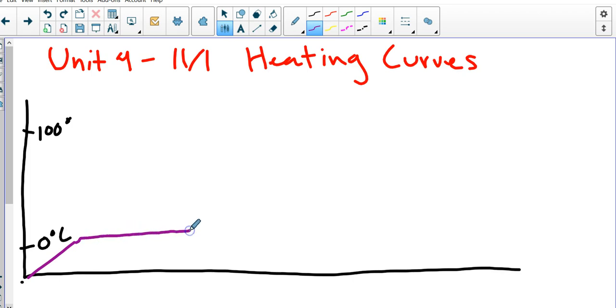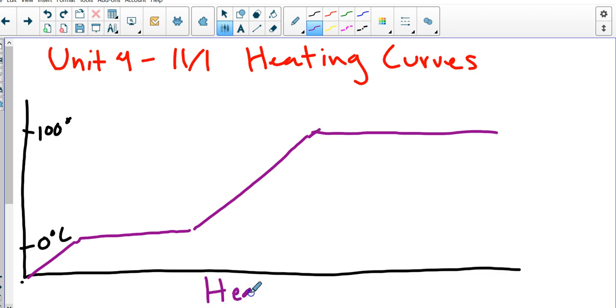I'm going to draw this next leg. Give yourself a lot of room. And this is going to be melting. And then I'm going to have heating water. And this is boiling water or vaporization. Notice how this segment is longer than that segment. This is on the test. I'm going to go ahead and tell you a question. Notice that this is heat added, and that's going to be in joules, of course.